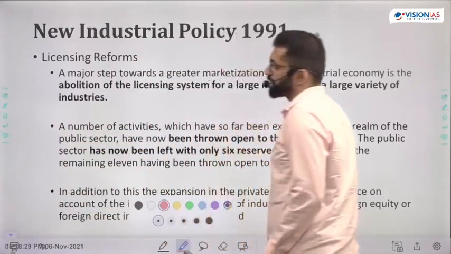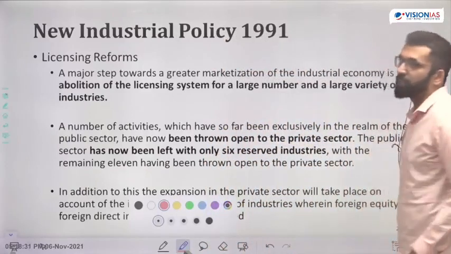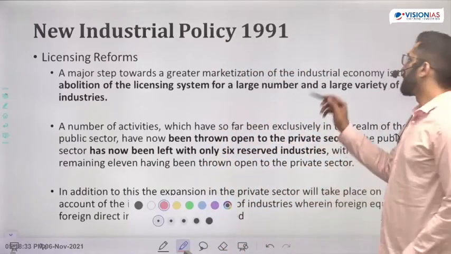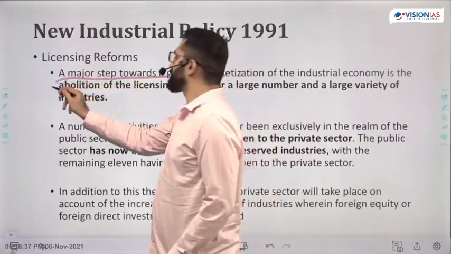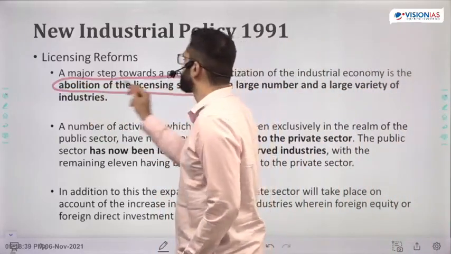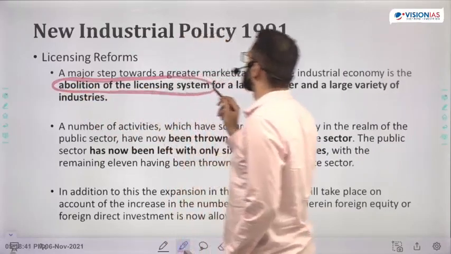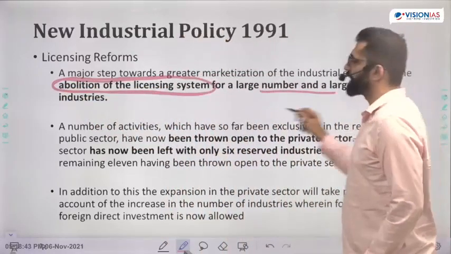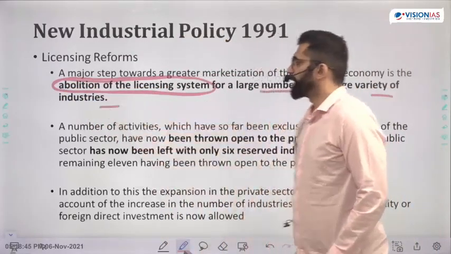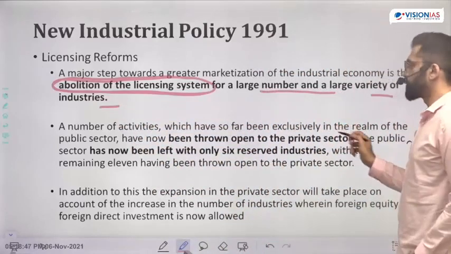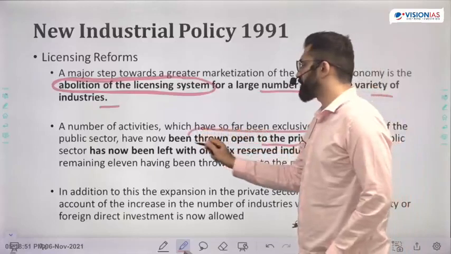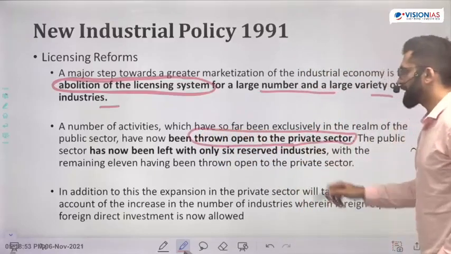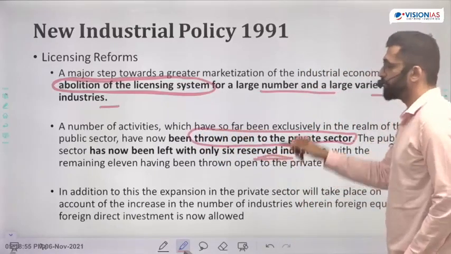Now see what are the different reforms being done under 1991. Delicensing. Marketization of the industrial economy is the abolition of the licensing system for a large number and a large variety of industries. A number of activities which have been exclusively in the realm of the public sector have been thrown out to the private sector. This is your dereservation. Only 6 reserved industries. We will come to this later.